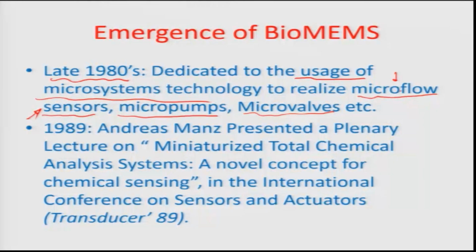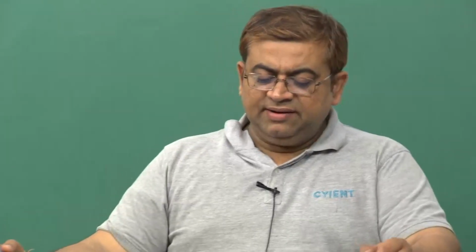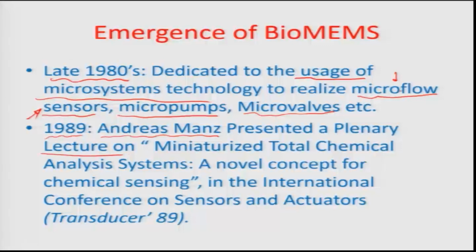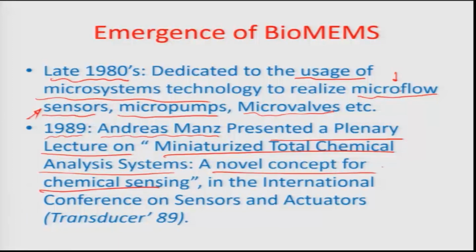And so, by small structures and features, we are referring to smaller channels, smaller actuating systems, smaller topologies within which flows can be confined. So, the very seminal paper which kind of changed the dimension or the thinking of people who were in this area of micro-electromechanical systems. So, Andreas Manz presented this plenary lecture on miniaturized total chemical analysis system, a novel concept of chemical systems or sensing, and this was presented at the International Conference on Sensors and Actuators in as far back as 1989, beyond which this new area of the integration of microsystems into biological diagnostics, biomedical engineering, etc.